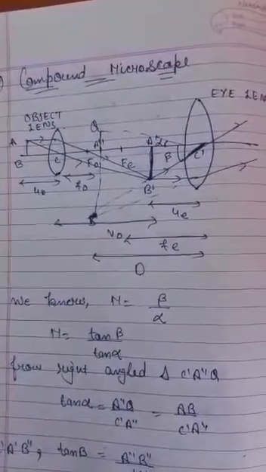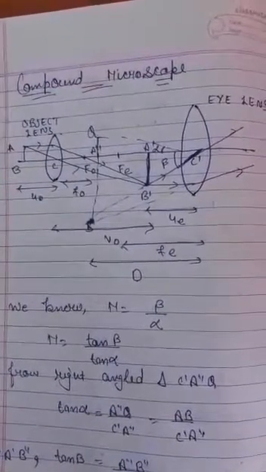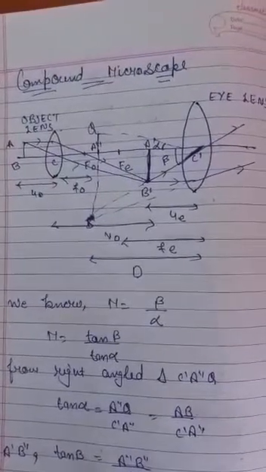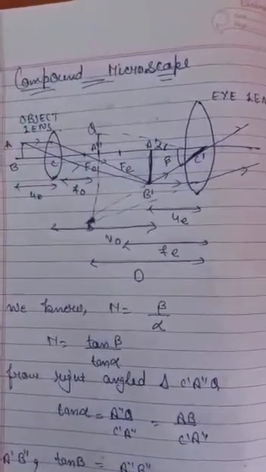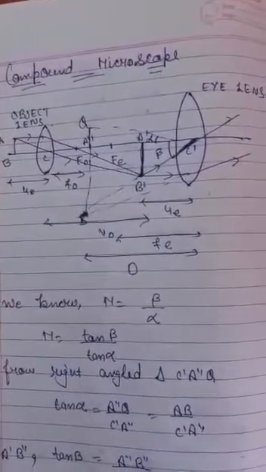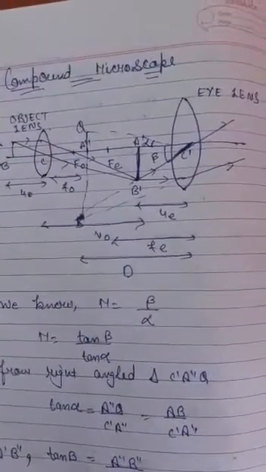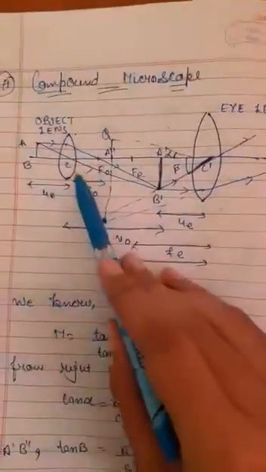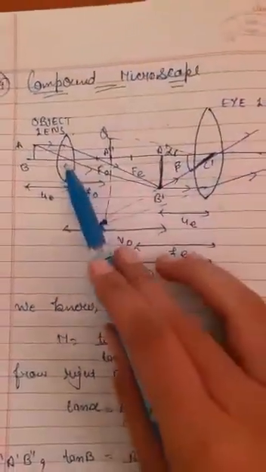A lens of short aperture and short focal length is called the objective lens, and the other one, with a short focal length but a very large aperture, is called the eye lens. So what we have over here we will discuss now. I have taken two types of lenses, the objective lens and the eye lens.